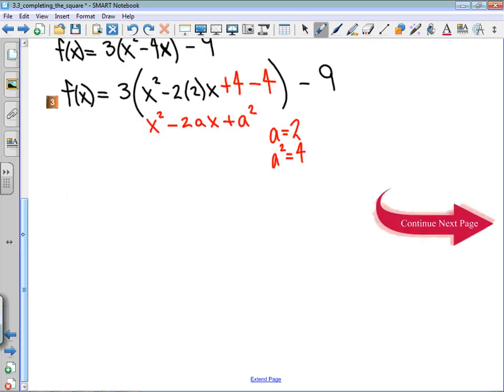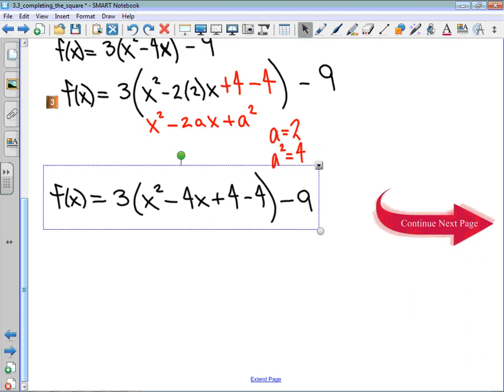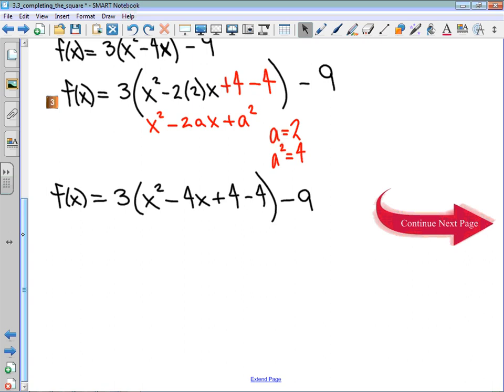I'm going to rewrite that as f of x is equal to 3 times x squared. I'll put the 4x back in there, but now I have plus 4 minus 4 in the bracket, and then minus 9 outside. Sorry, just a little bit less room there. Now, perfect square trinomials are trinomials. They have 3 terms, so that negative 4 can't be there.